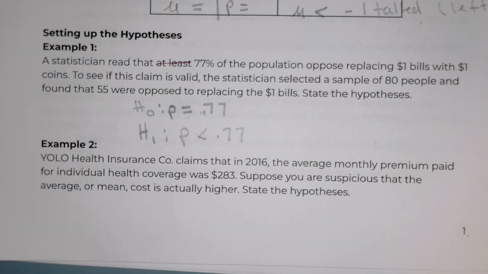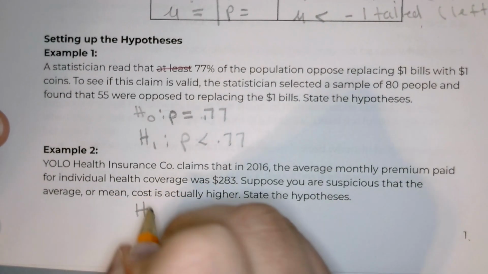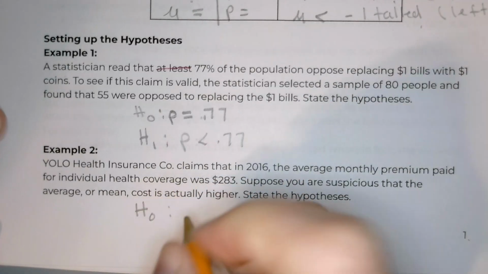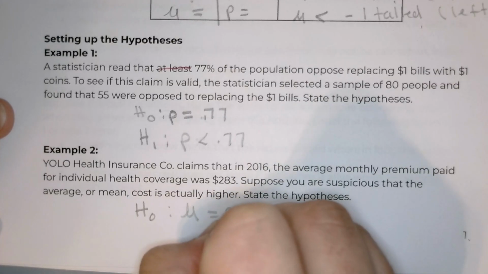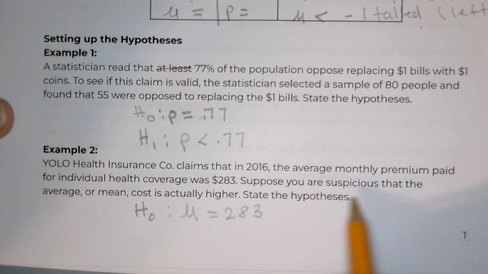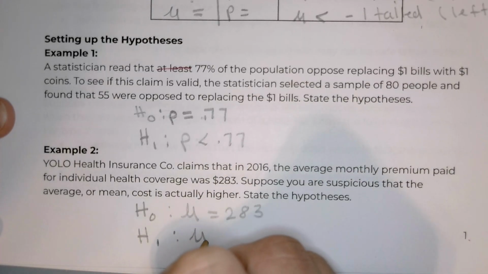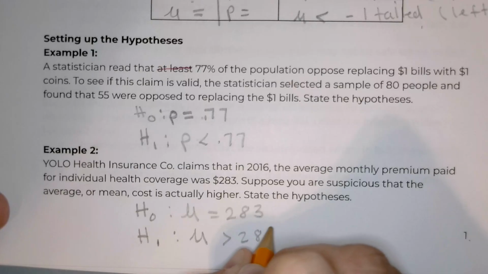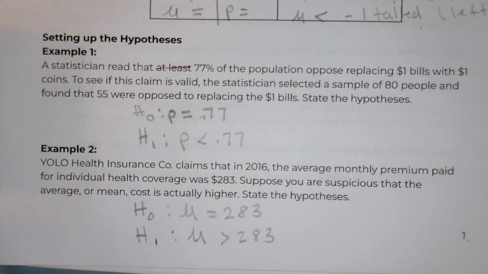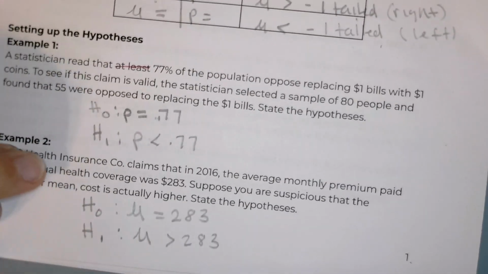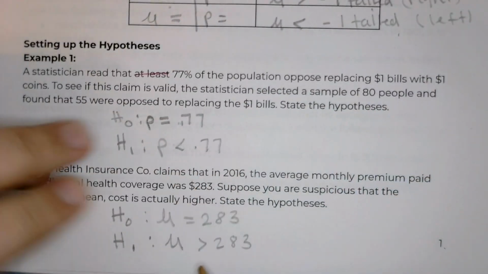YOLO Health Insurance claims that in 2016, the average monthly premium paid for individual health coverage was $283. So that one's pretty straightforward. They're saying that the average, so mu, is $283. Suppose you are suspicious that the average or mean cost is actually higher. So we're going to test that hypothesis by saying mu is greater than 283. And then we could run that test, and it would be a right-tailed test because we want to find numbers that are greater than 283.